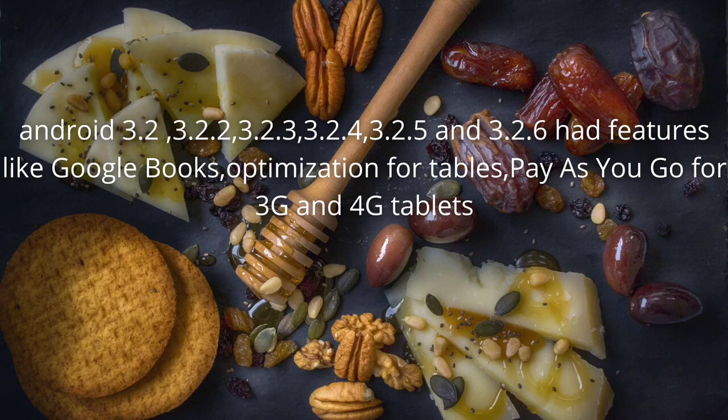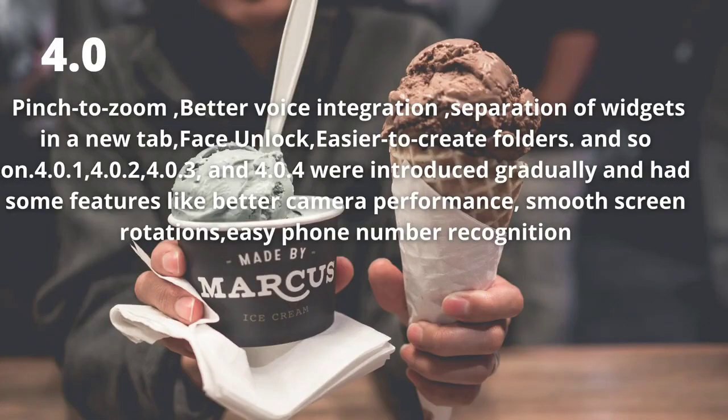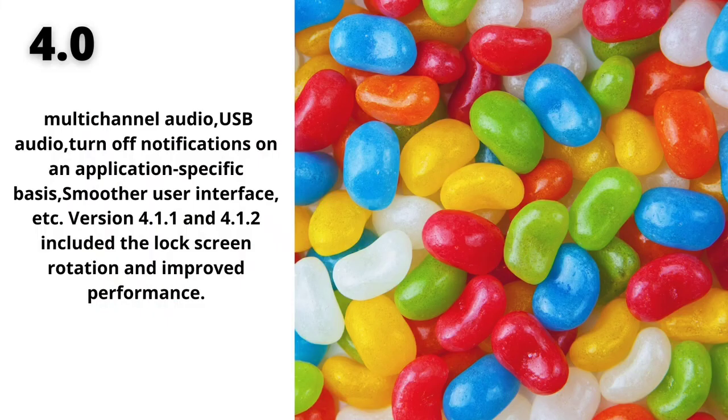Android version 4.0 was named Ice Cream Sandwich and was released in October 2011. The features included pinch to zoom, better voice integration, separation of widgets in a new tab, face unlock, easier to create folders, and so on. 4.0.1, 4.0.2, 4.0.3 and 4.0.4 were introduced gradually and had some features like better camera performance, smooth screen rotations, easy phone number recognition.